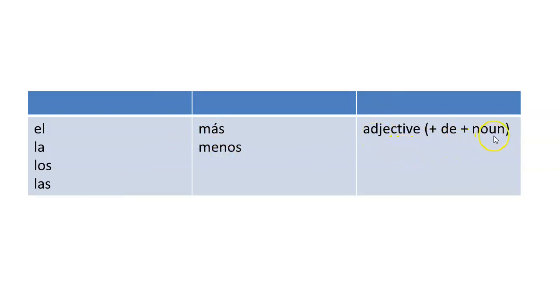Now, there's a part that's here in parentheses. You only use that if you're going to make a complete sentence with it. For example, if you wanted to say that John is the tallest of the boys, I would say Juan es el más alto, and then of the boys would be de los niños. Okay? If I just want to say he's the tallest and not complete it, I could say es el más alto.